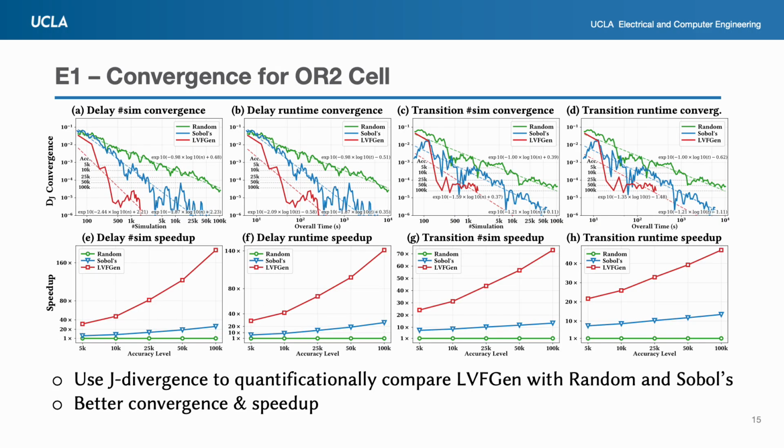Still, in these experiments, we use JS divergence to quantitatively compare the LVF gene with random and Sobol's. We can find that in both the convergence and speed up rate, our LVF gene, the red curve, always performs better.